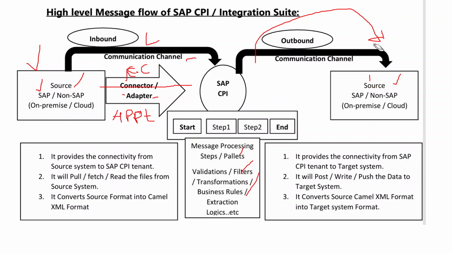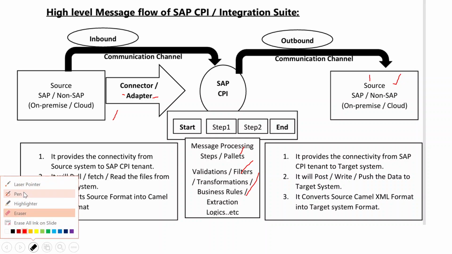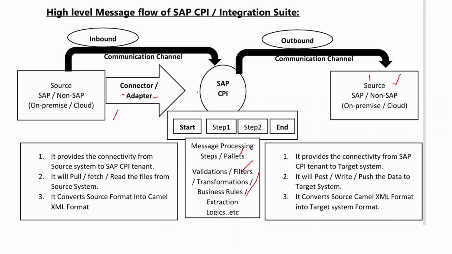Let me summarize this small topic, so that if you have any questions you can ask. I'll go a little slow for a few days. After that we'll pick up the pace. So what I mean to say is, this is the high level message flow inside our integration suite CPI. We will always connect to the source systems to pick the data from them, and process that data inside CPI and send it to the target system.